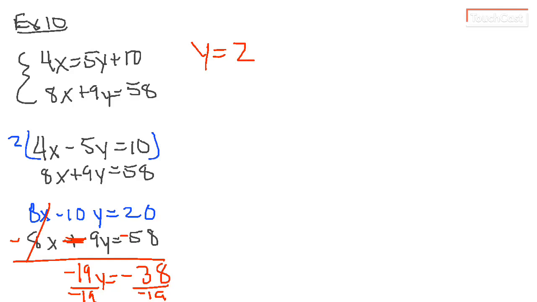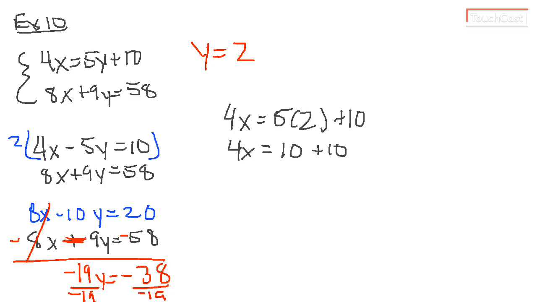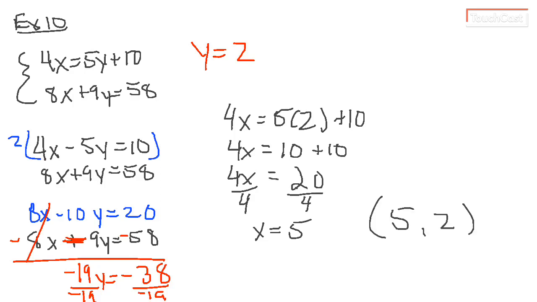So now we're going to take that and we're going to plug it into one of the original equations. I'm going to go with the first one. You don't always have to go with the first one. So we're going to have 4x equals 5 times 2 plus 10. Well, 5 times 2 is 10. And 10 plus 10 is 20. So that means 20 is equal to 4 times x. If we divide by 4, we're going to get x is equal to 5. So our ordered pair is 5, 2.